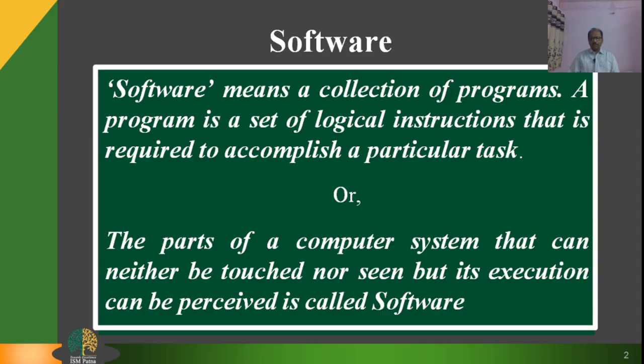Or in other words, we may define it as the parts of a computer system that can neither be touched nor seen, but its execution can be perceived, is called software. So, as in the first definition, it is a collection of computer programs, and programs are a set of logical instructions. Instructions may be given using any of the computer languages like BASIC, COBOL, C, C++, .NET, etc.